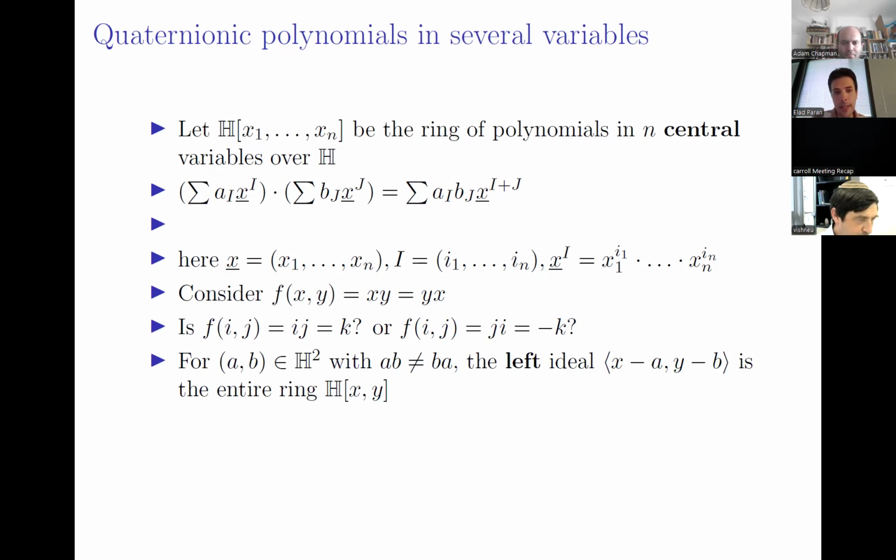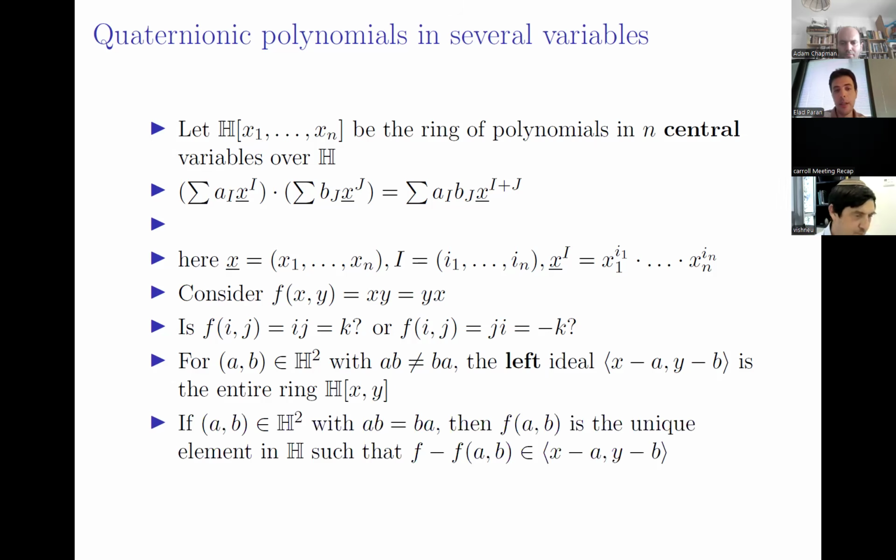Another way to see it is that if you have a point in the quaternionic plane where the coordinates do not commute, then the left ideal generated by x minus a, y minus b is not actually a proper left ideal, but rather the whole ring. You can easily check this. On the other hand, if you have a point where the coordinates do commute, then f(a,b), if you just plug it in, is well defined, and it is the unique quaternion such that f minus this quaternion belongs to this left ideal, and in this case, it is a proper left ideal.